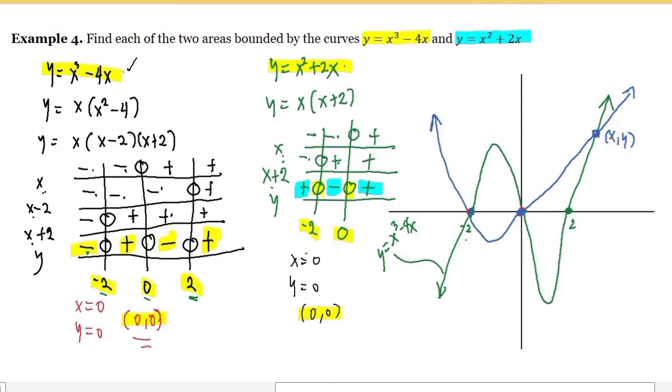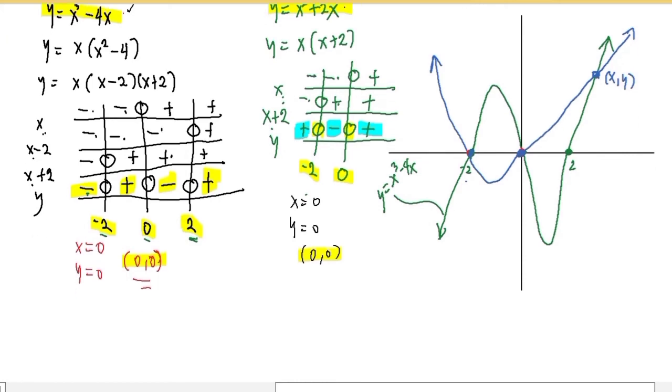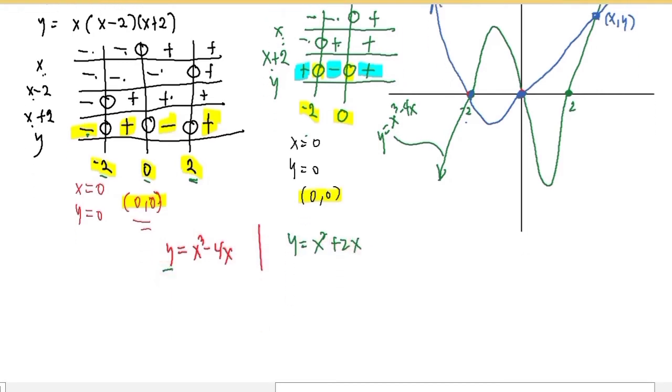So, what we are going to do is to evaluate these two equations para makita natin yung point of intersection. No? Since our first equation is y is equal to x cubed minus 4x, and our second equation is y is equal to x squared plus 2x. So, if we are going to equate this, since this is y, we can substitute this into y. So, we just have here the x cubed minus 4x is equal to x squared plus 2x. So, if we are going to factor out the x here, then we have here x squared minus 4, and then here we have x and x plus 2.